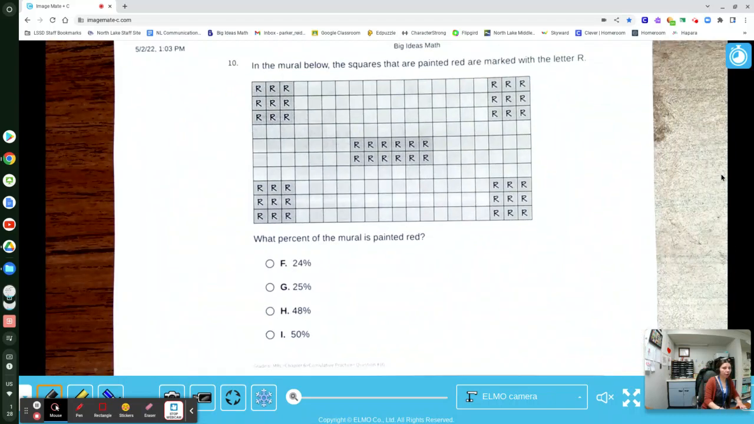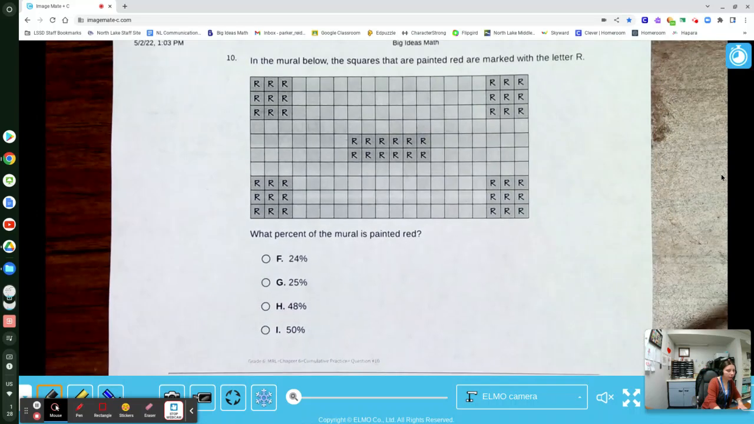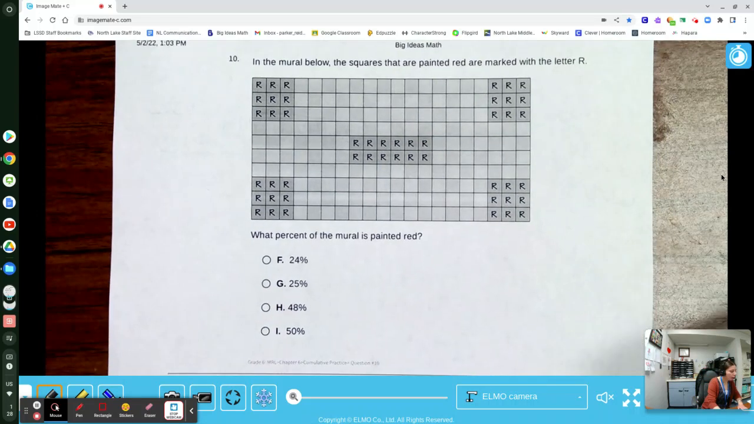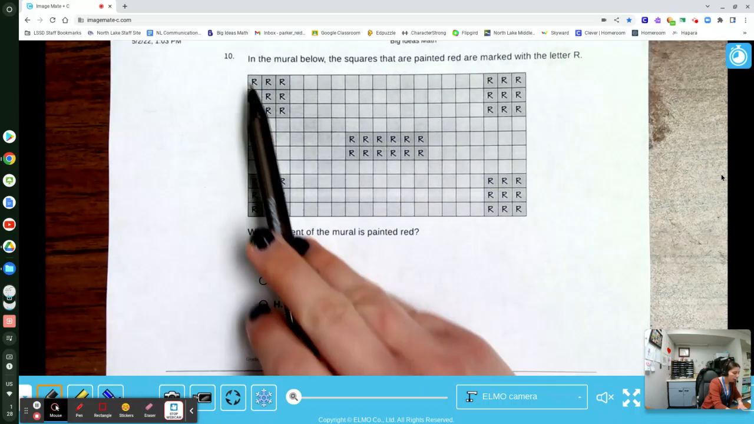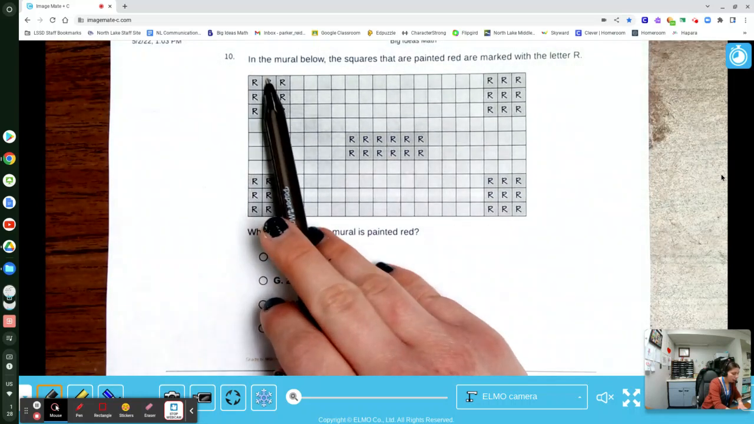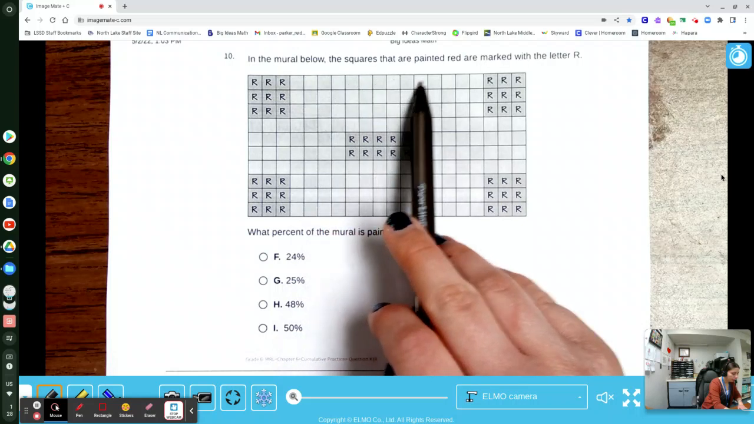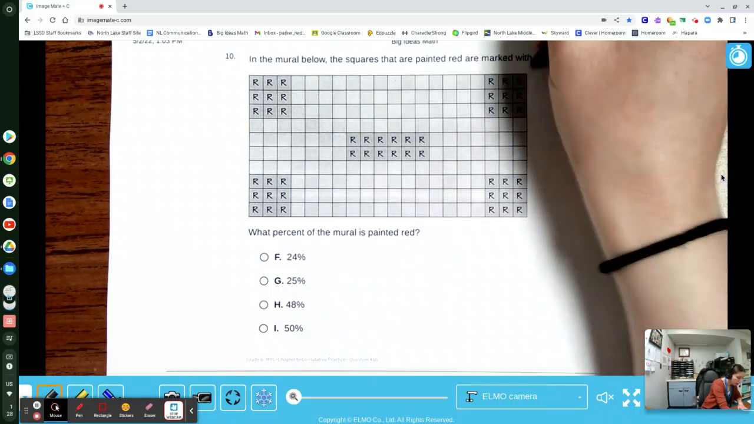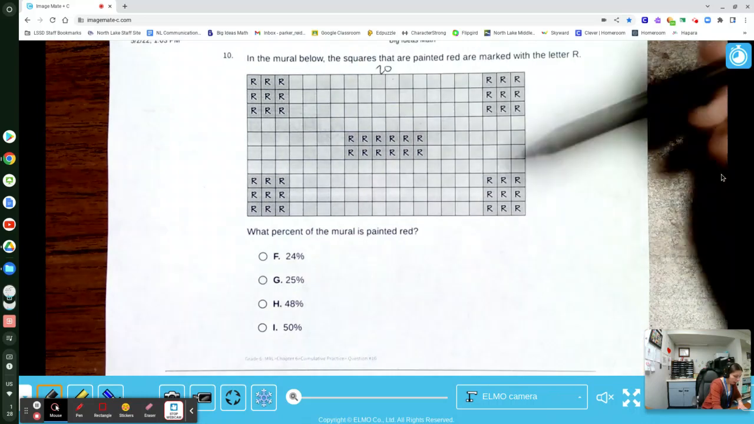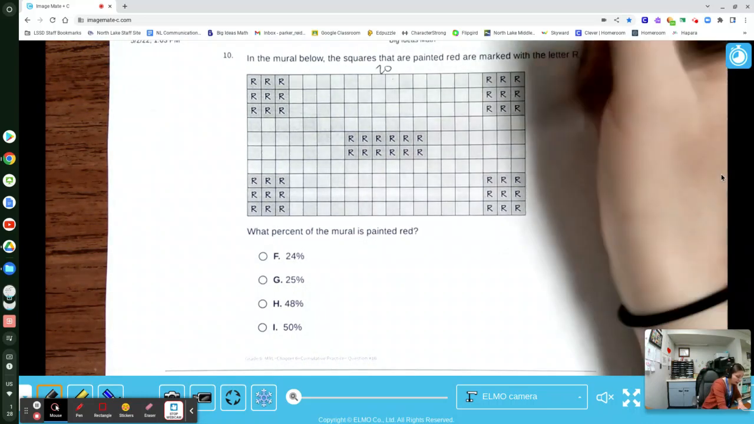Number 10, in the mural below, the squares that are painted red are marked with the letter R. What percent of the mural is painted red? Well, first, let's write a fraction of how much is painted red out of the whole thing. So I'm going to count how many total boxes there are. 1, 2, 3, up to 20. There's 20 across the top. And then there's 10 this way.